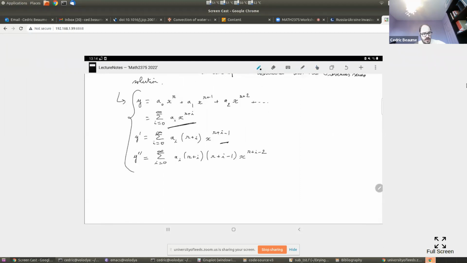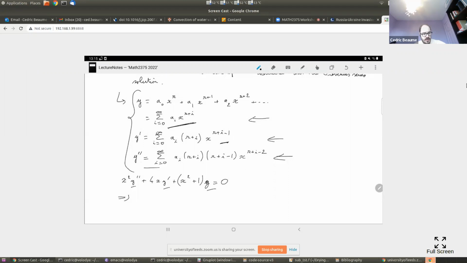So let me just remind the equation here: x squared y double prime plus 4x y prime plus (x squared plus 1) y equals 0. Is that correct? Yes, that's the equation. And so what I'm going to do just there is plug in, simply. I'm not doing anything crazy here. I'm just plugging these three expressions in and replacing these three occurrences of y.